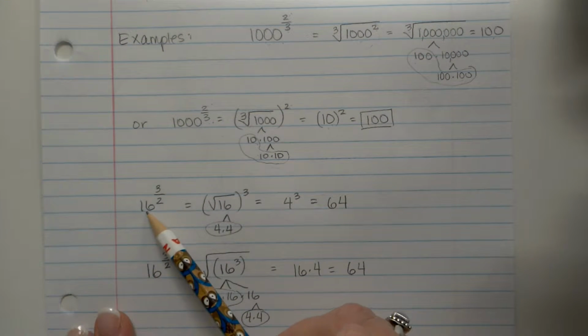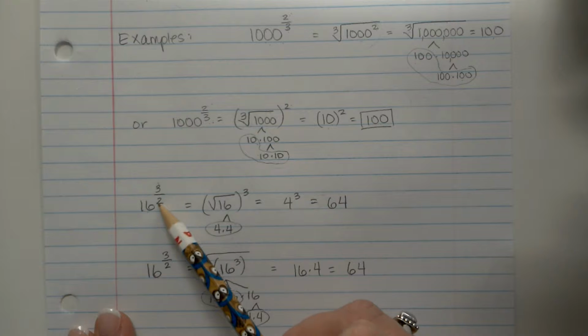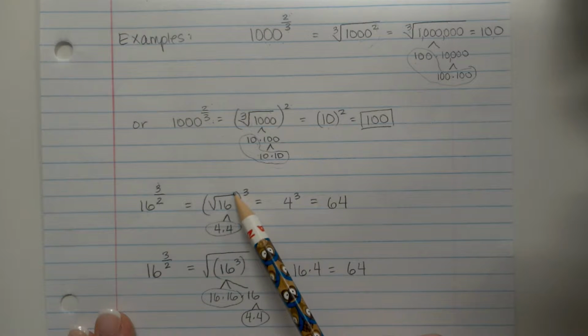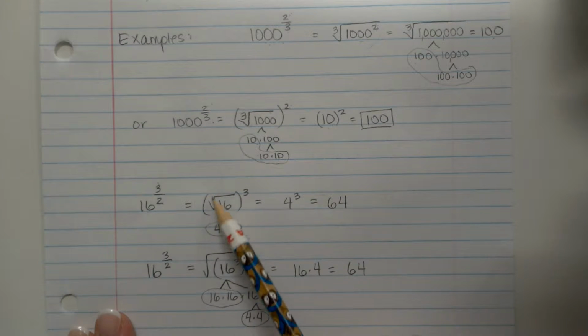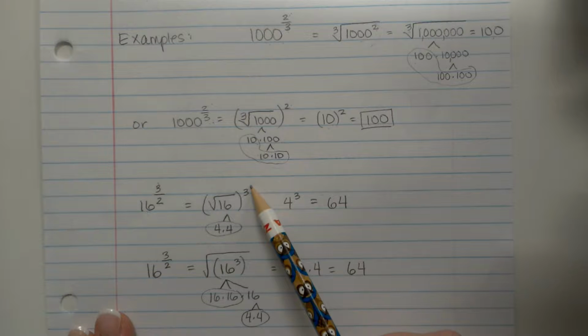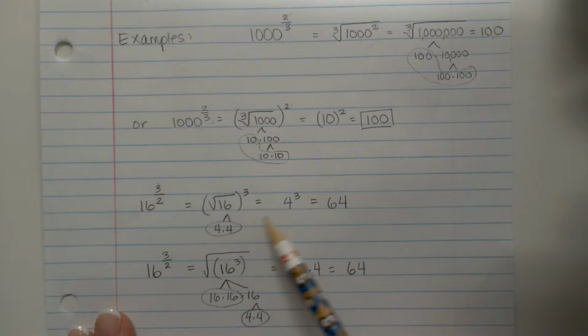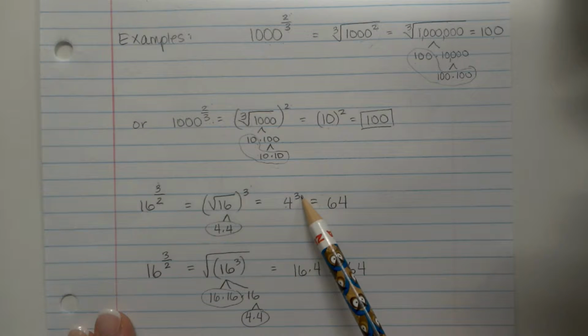Here's another one. Here's a base raised to a rational exponent. 3 is the power, 2 is the root. So if I decided, hey, I want to take the square root first, this 2 means square root, and then I want to raise that number to the power. So I'll go ahead and factor out my square root, pull it out as a 4. Now I'm going to raise it to the power, and I get 64.